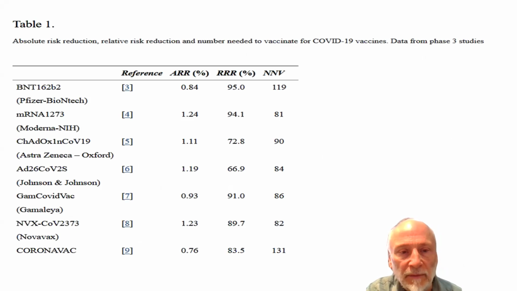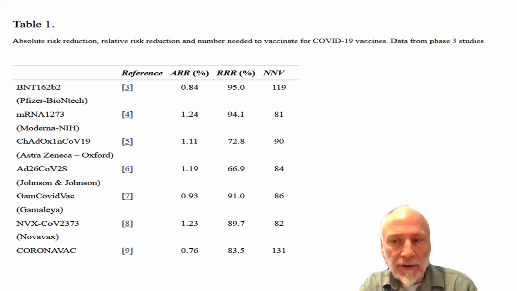Well, here we can see them. The Pfizer, 0.84%. Moderna, 1.24%. It goes down: 1.1%, 1.19%, 0.93%, 1.23%, 0.76%. These are the absolute risk reductions that were shown in the clinical trial data for these different COVID-19 vaccines. The number needed to vaccinate, or the number needed to treat to prevent one infection, we see range from 119 people for the Pfizer to 131 people for the CoronaVax. So we're having this idea that you need to vaccinate this many people to prevent one infection.